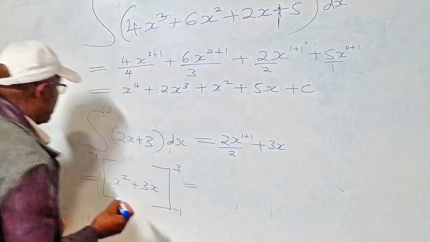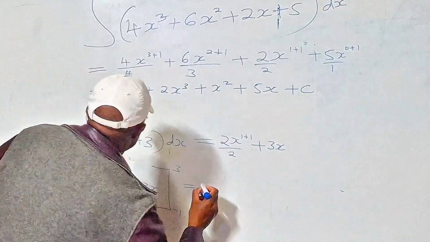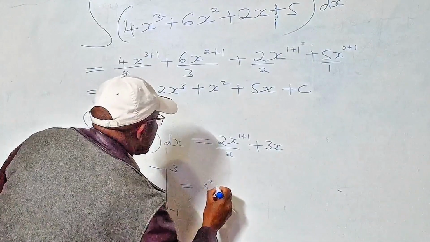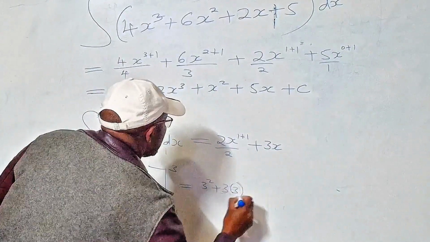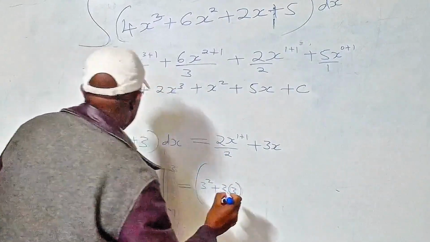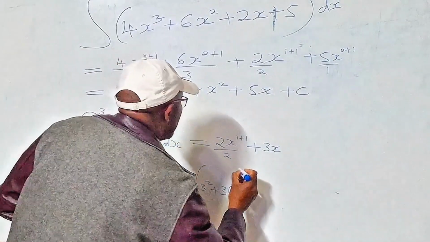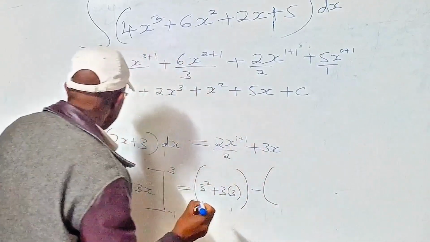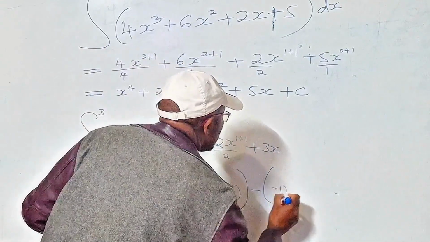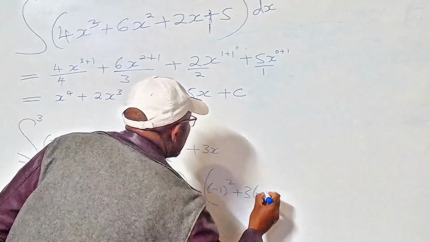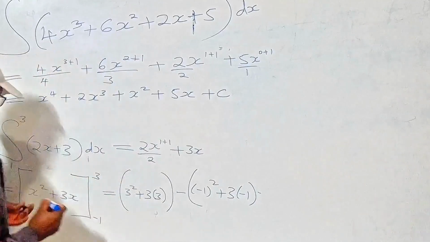So this will have 3 squared plus 3 into 3, all this. Now we subtract -1 squared plus 3 into -1. So that's what we have.